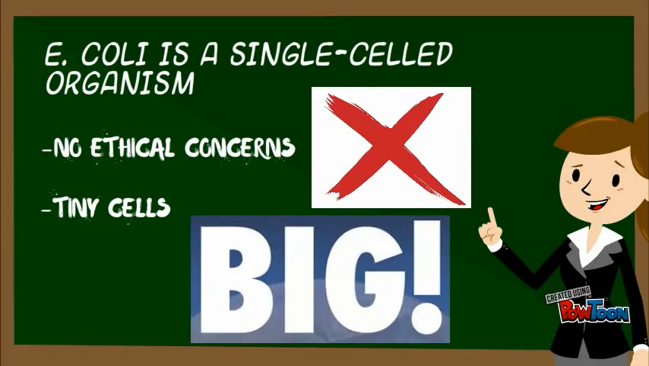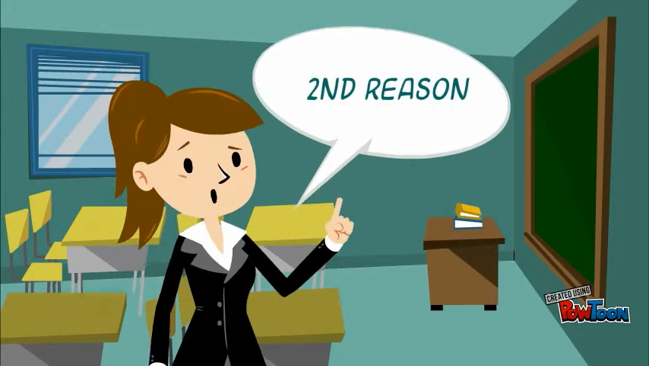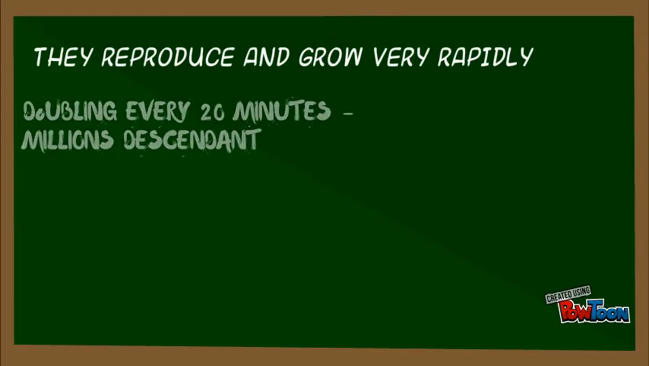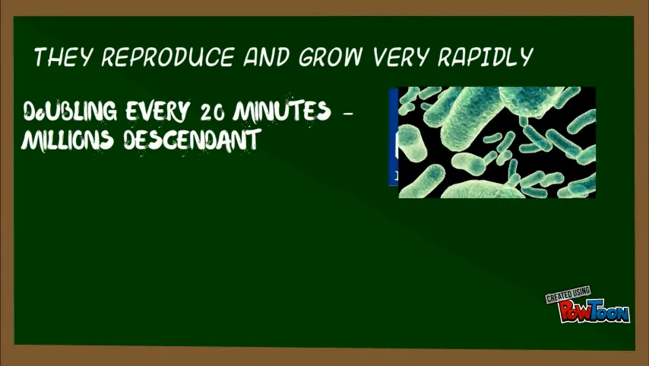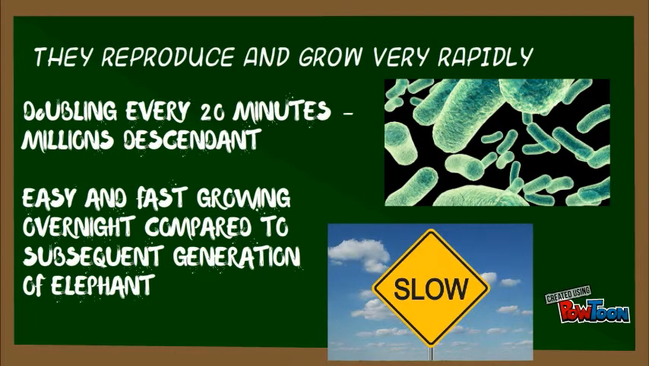They are also tiny cells. So, in a small laboratory, you can have flasks containing billions of cells that take up very little room, allowing many experiments. Secondly, they reproduce and grow very rapidly, doubling every 20 minutes. So in 10 hours, you will probably get 30 generations and approximately 1,000 million descendants. With bacteria, it is as easy and fast as letting them grow overnight. Trying to study the same process in the subsequent generation of elephants, for example, will require several generations of scientists and more elephants than we have on the planet.